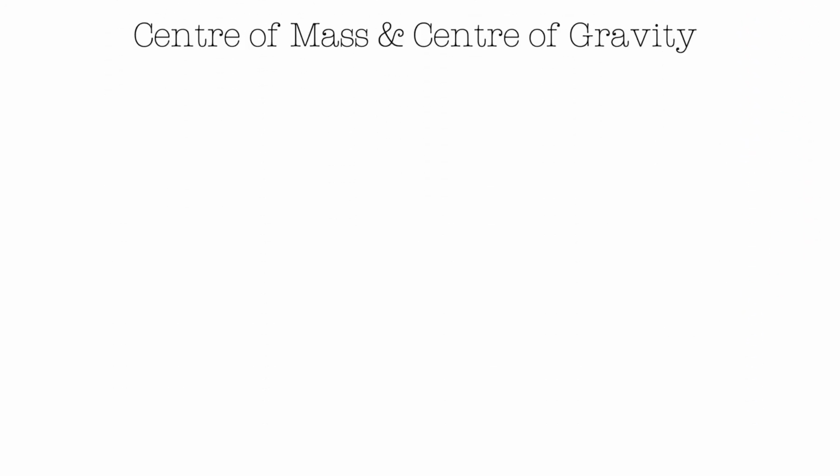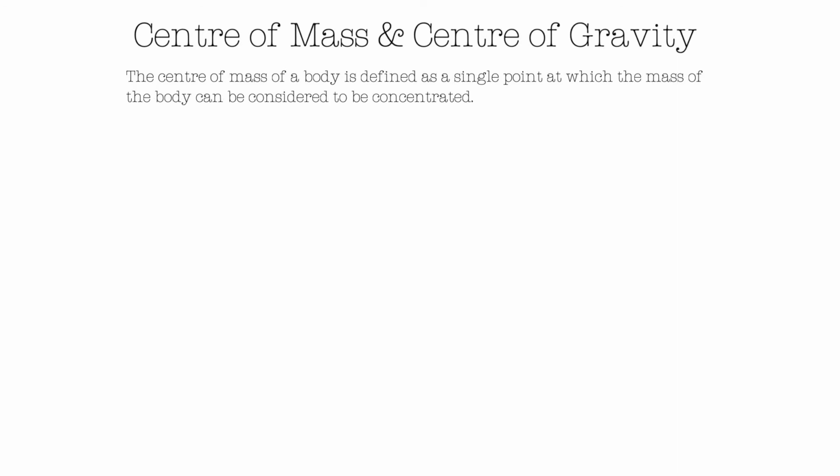Moving on, we have center of mass and center of gravity. We can start off by defining some terms. The center of mass of a body is defined as a single point at which the mass of the body can be considered to be concentrated. The motion of an object can be described as the motion of its center of mass.